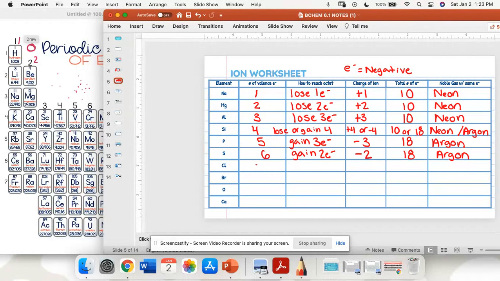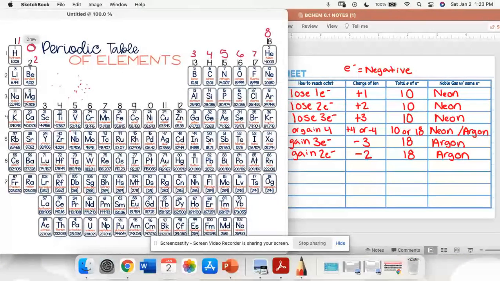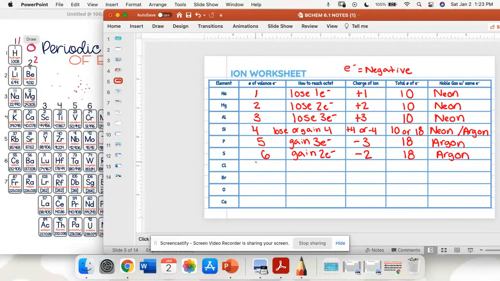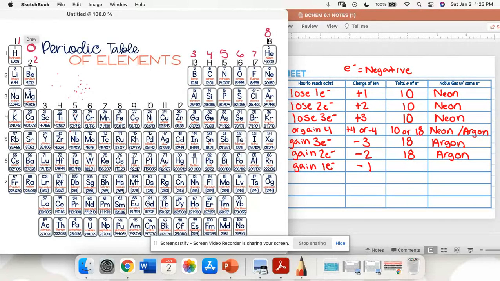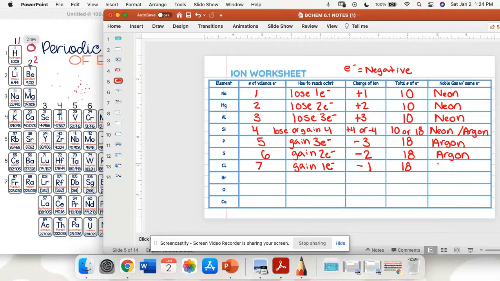All right, chlorine. So chlorine is atomic number 17. It's right here. It has 7 valence electrons. So chlorine can either gain 1 to get to 8, or it can get rid of 7. But the easier one and the most likely outcome is for chlorine to gain 1 electron. So if it gains 1 electron, it will have a -1 charge. So chlorine right here, if it gains 1, will have 18 electrons total, which is like argon.